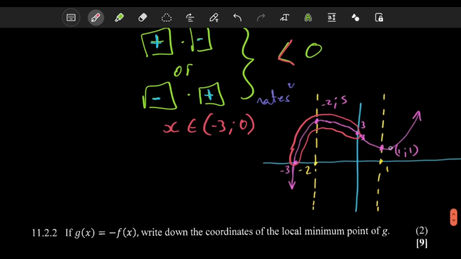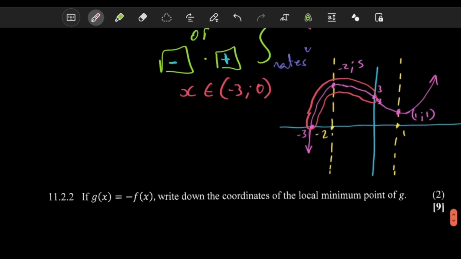And then this right hand side of our graph does not qualify for our answer because this has positive y values and it has positive x values. So that side of our graph definitely does not satisfy the inequality that we are required to work out. So that's that for this question.